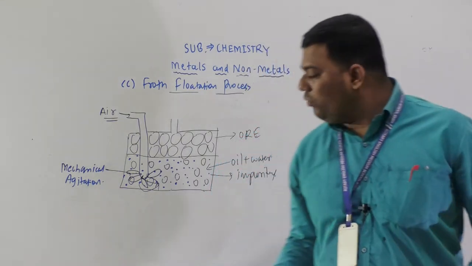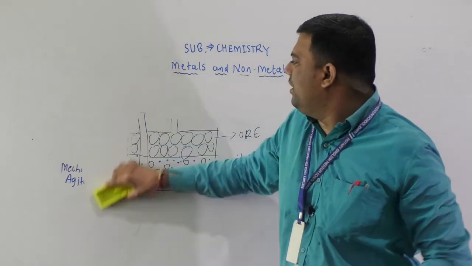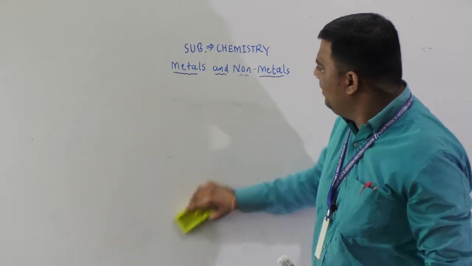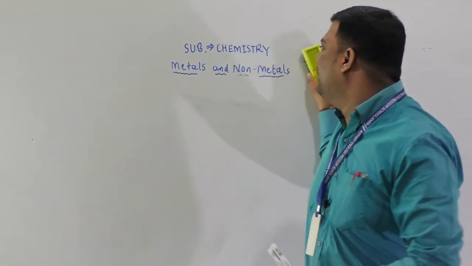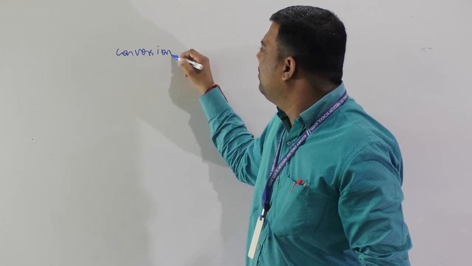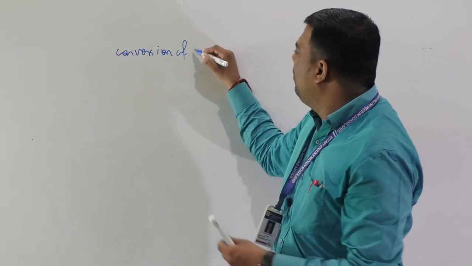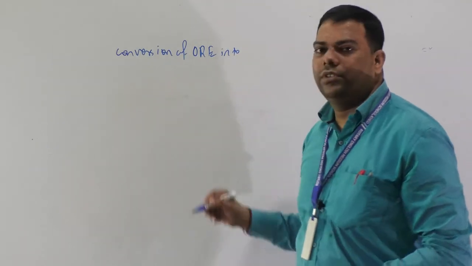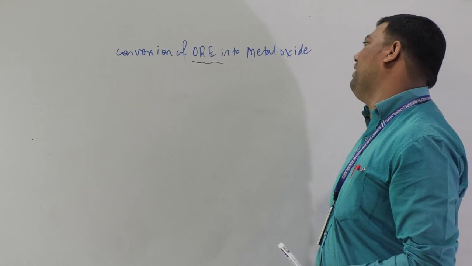Now we will discuss, here, our concentration of ore, dressing of ore, is finished. Now we will discuss the next topic: conversion of ore into metal oxide. Ready with this? See, conversion of ore into metal oxide.